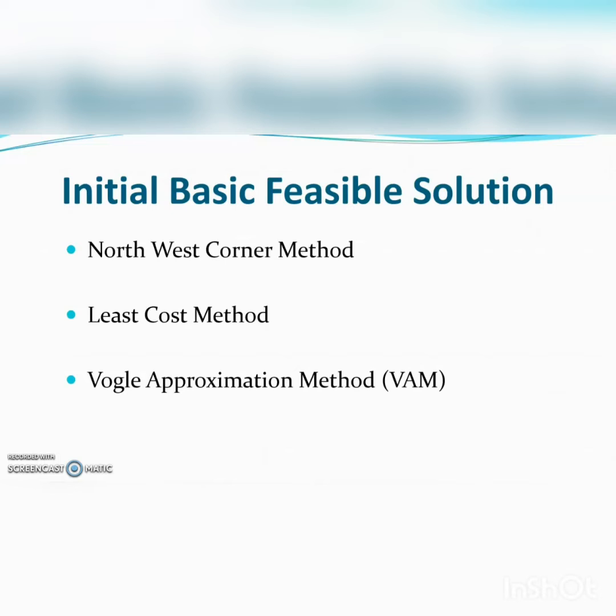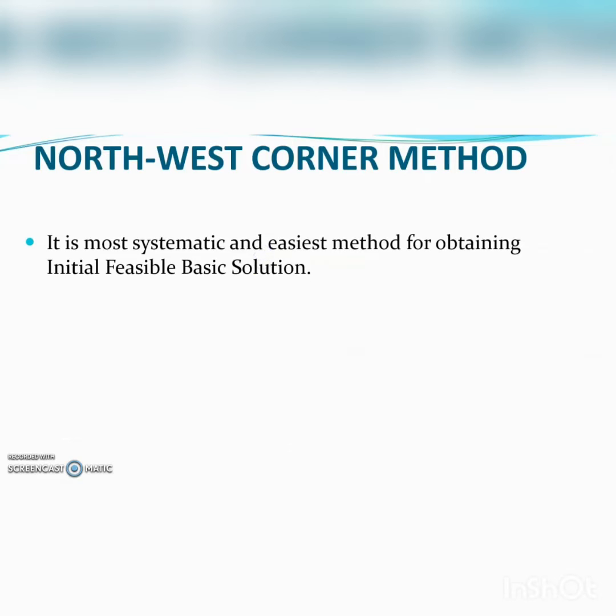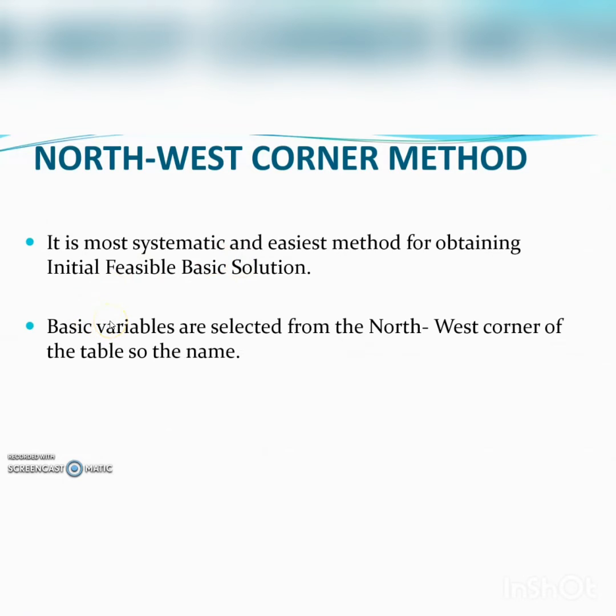Let us start with northwest corner method. This method is the most systematic and easiest method for obtaining an initial basic feasible solution. In this method, the basic variables are selected starting from the northwest corner cell of the table. That is, we start allocation from the northwest corner cell of the table. So, the name northwest corner method.